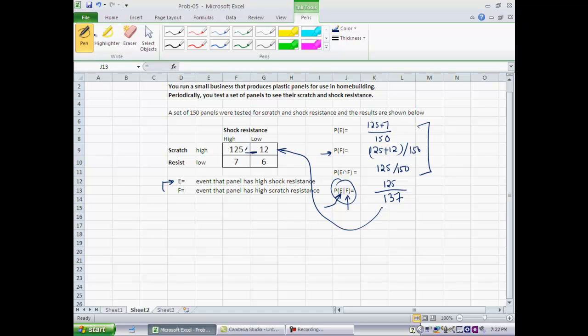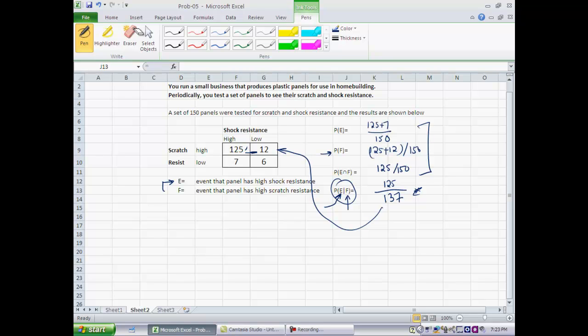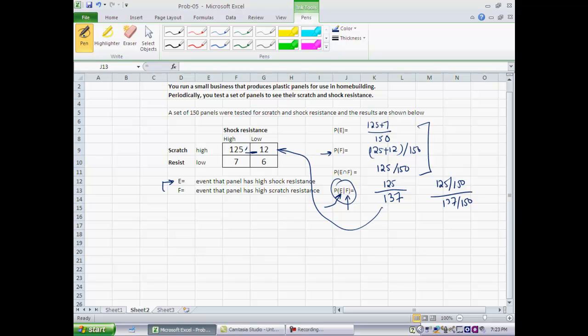Now I'm going to take this 125 over 137 and rewrite it in a slightly different way. What I'm going to do is write it as 125 divided by 150, and the denominator I'm going to write as 137 divided by 150. I haven't really changed anything by doing that, right? Why have I done it this way? Because you can see that 125 divided by 150 is this fellow, and 137 divided by 150 is this fellow, isn't it?